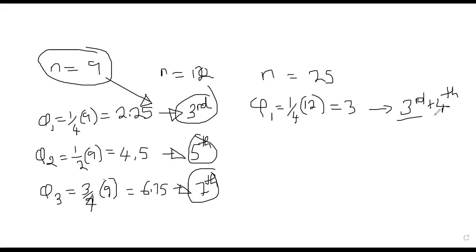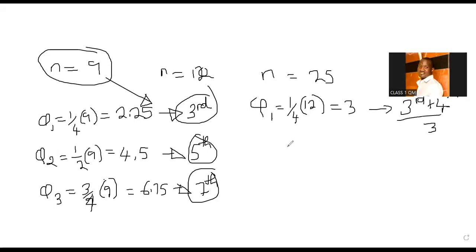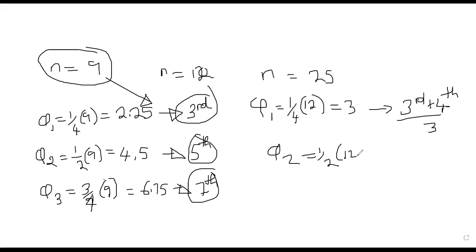I think this is where the tricky part is for most of you. The second quarter, so we're going to half of 12, which is what? 6. What does this mean if you're picking position 6? The 6th and the what? And the 7th, right? Divide by what? By 2.